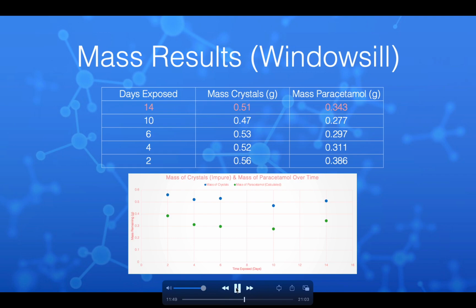Just note that my example for 14 days exposed is inaccurate. I've included it on this graph because it is raw data, but due to a weighing issue, that data is unreliable.